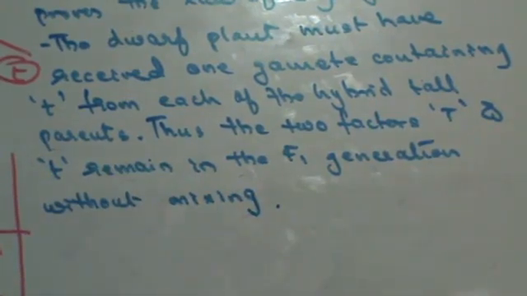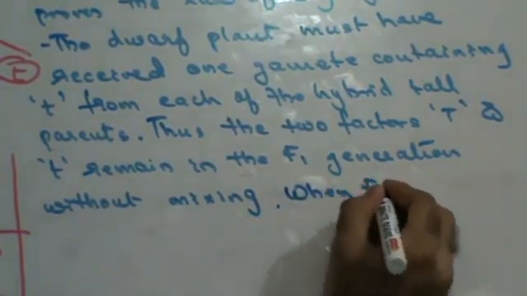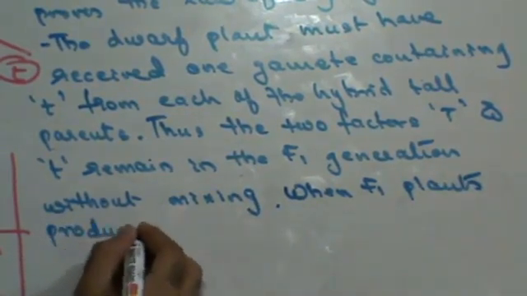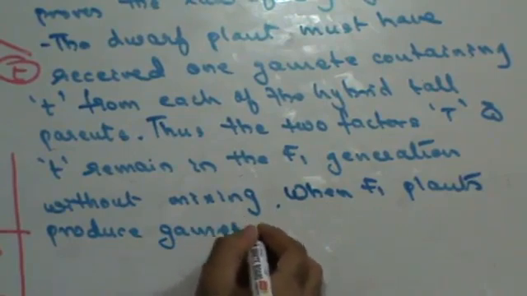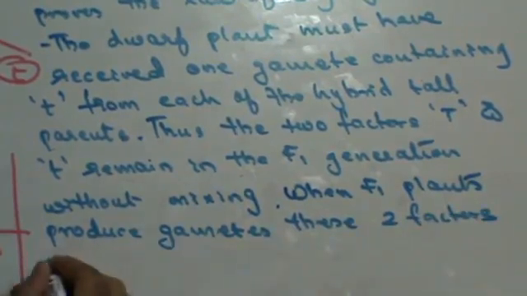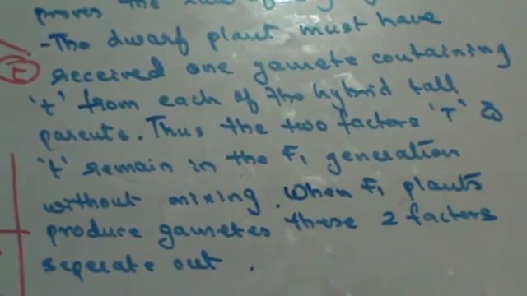The two factors remain together without mixing, and when the F1 hybrid plants produce gametes, these two factors separate out. Right? These two factors separate from each other and enter into different gametes.